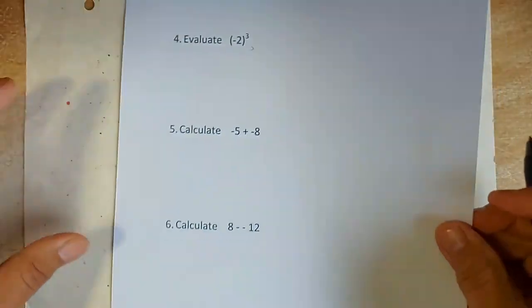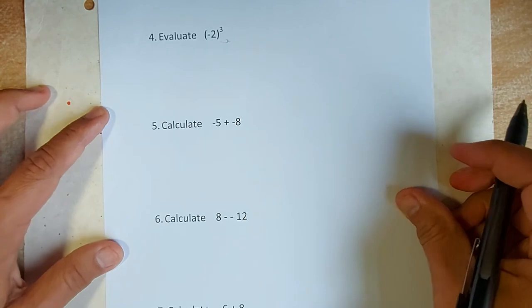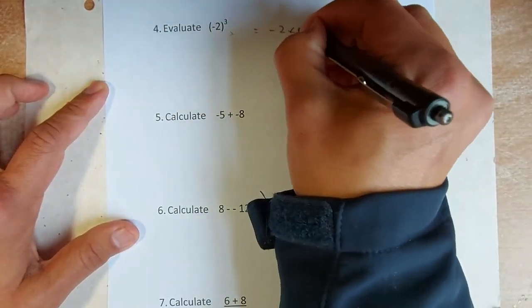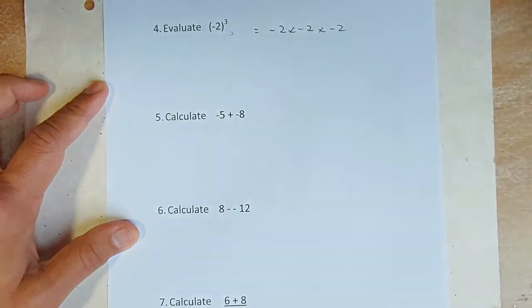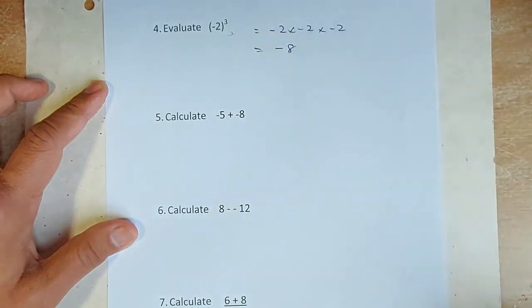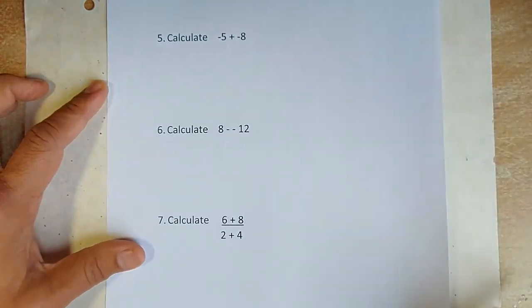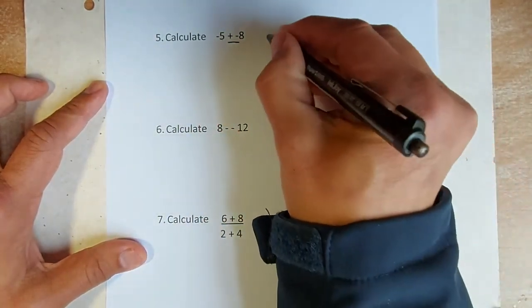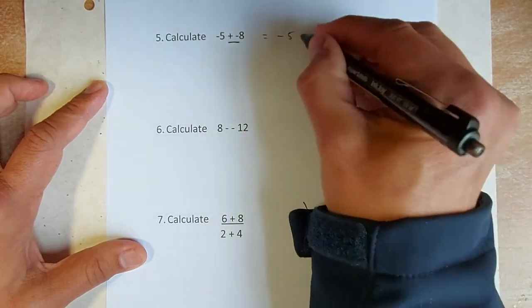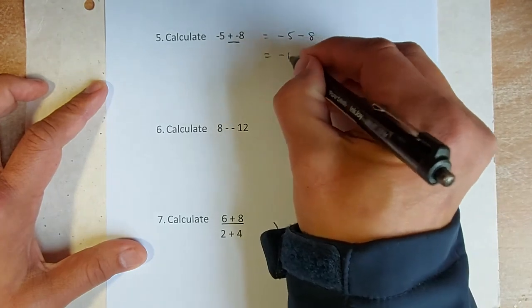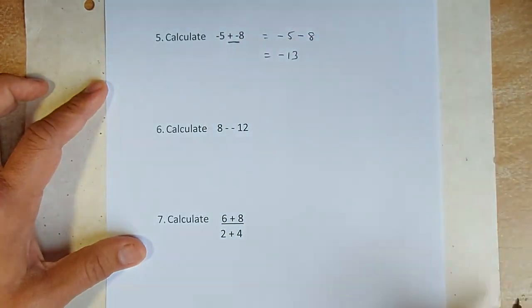Now we're going to proceed to some calculator work. The first one is evaluate. Evaluate means to calculate. Minus 2 to the power of 3 means minus 2 times minus 2 times minus 2. Put it in your calculator. If you do not know, the answer straight away is minus 8. The next question: minus 5 plus minus 8. When you have two operations, a plus and a minus, it becomes a minus. So minus 5 minus 8, and the answer is minus 13. Put it in your calculator, you get the same answer.